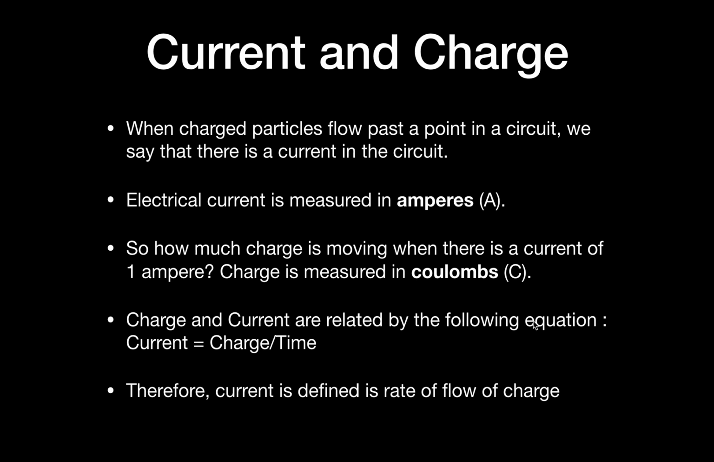So charge and current are related by the following equation. Current is charge over time. I have not included this here, but the symbol for charge is Q, the symbol for time is T. So current is charge over time. Therefore, just from this equation, we can derive a definition that current is defined as the rate of flow of charge. When you say rate of something, it is the value divided by time. So flow of charge, so charge is over here, divided by time.